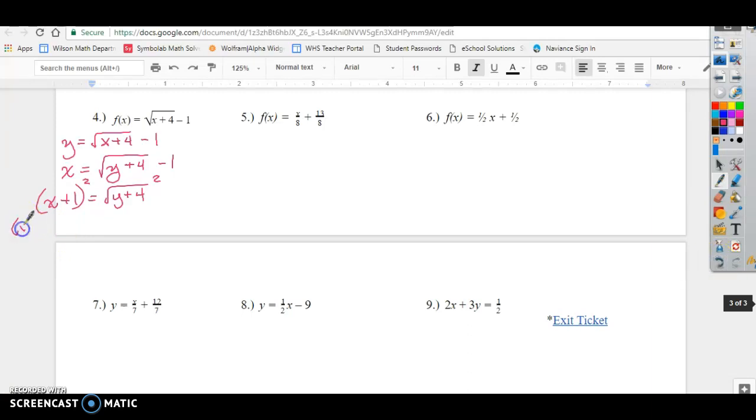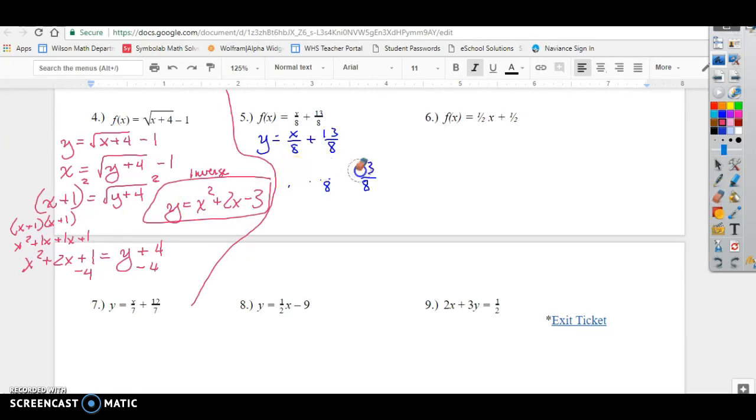Okay, so x plus 1 times x plus 1 is x squared plus 1x plus 1x plus 1, which is x squared plus 2x plus 1. And this would equal y plus 4. This square and the square root, these cancel out. I square this side, I get this trinomial. And last but not least, subtract. So your inverse function is x squared plus 2x.